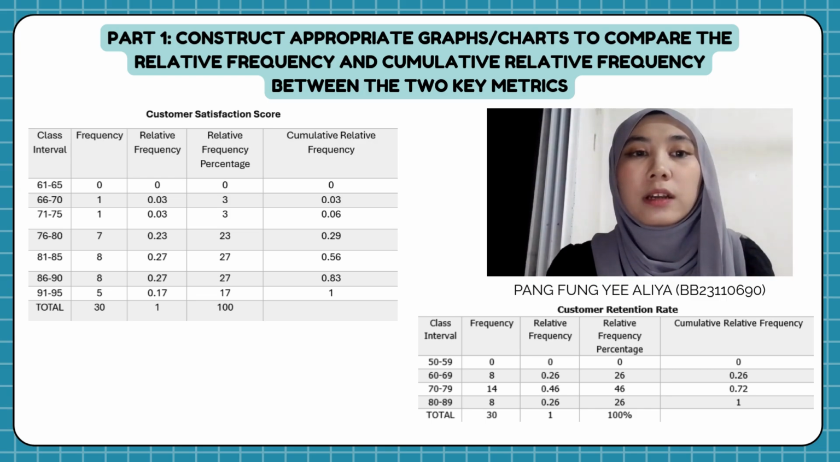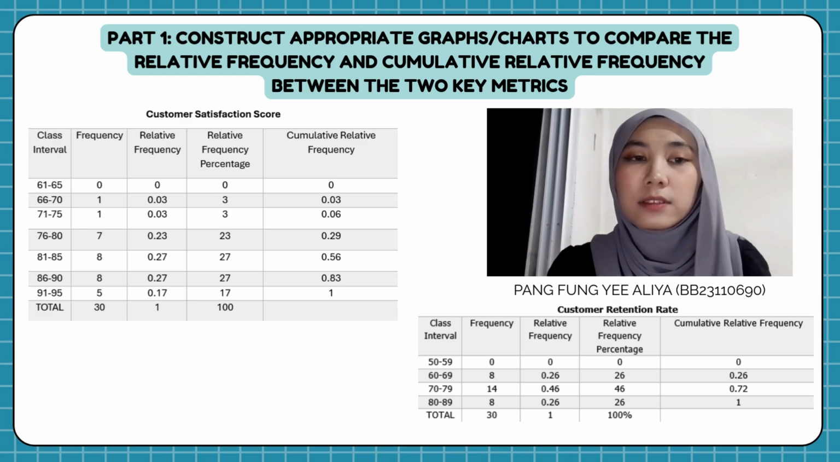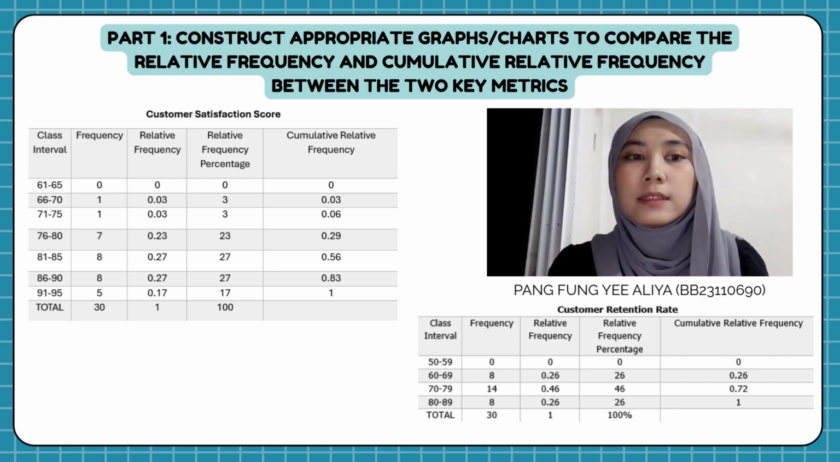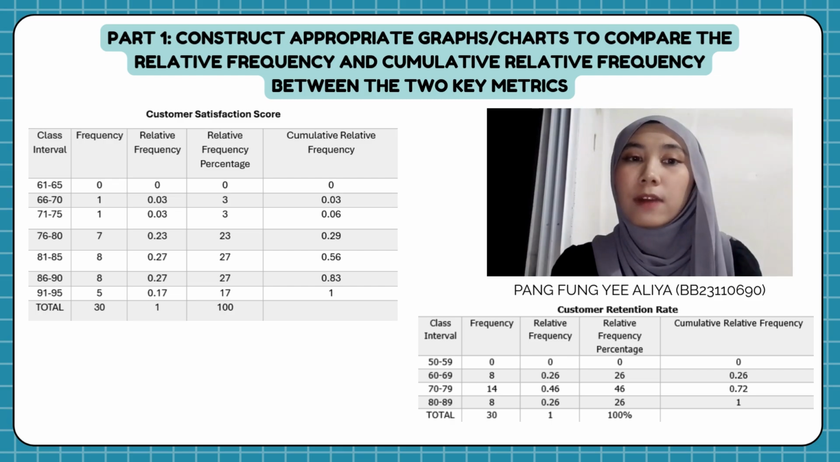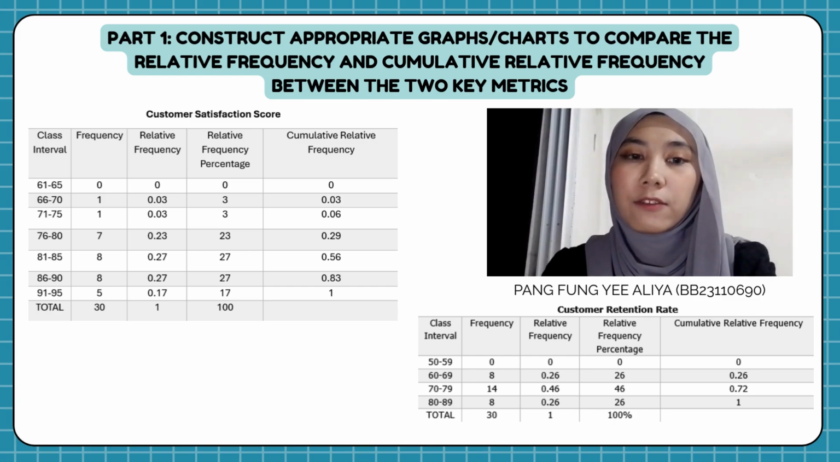Let's start with the customer satisfaction score. We divide the score into class intervals of 61 to 65, 66 to 70, 71 to 75, and so on. Next, we count how many scores fell into each class. This gives us the frequency. Then we calculate the relative frequency.